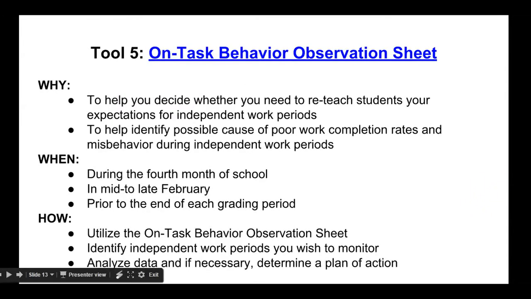Tool 5 is the on-task behavior observation sheet. This sheet is going to help you decide whether you need to reteach your expectations for independent work periods and help you identify possible causes of poor work completion rates and misbehavior during independent work times.